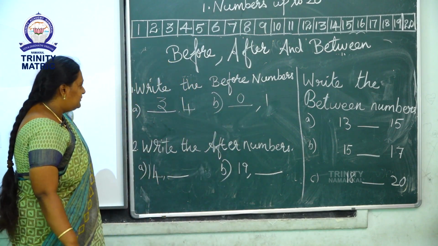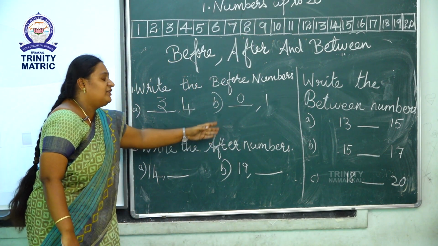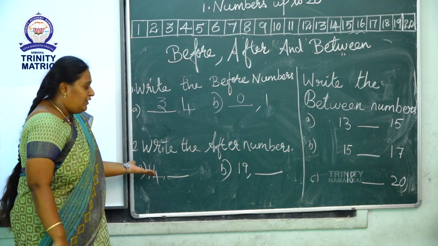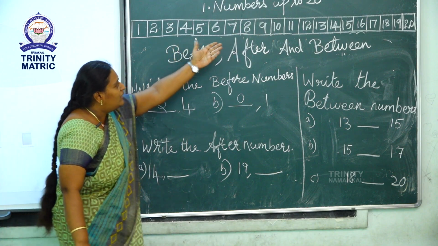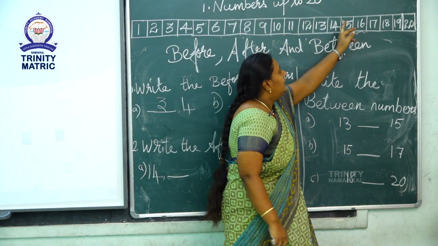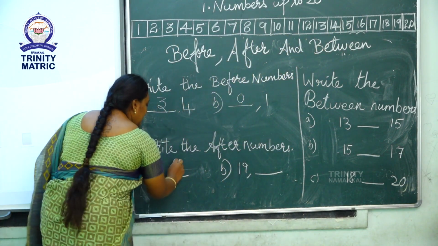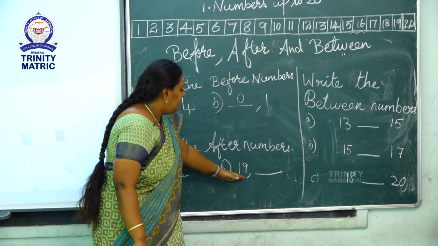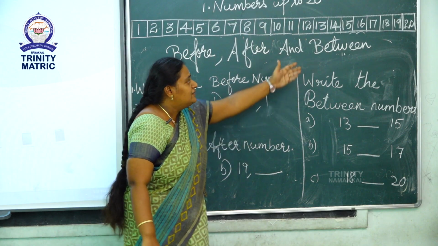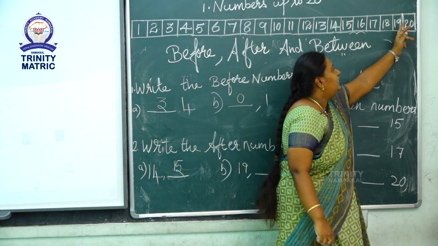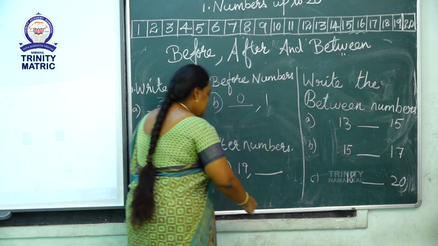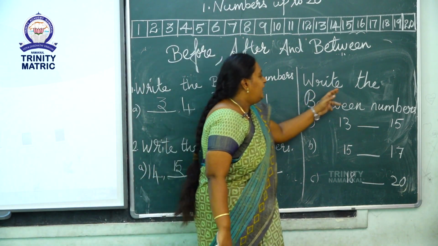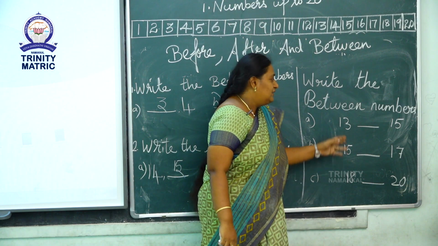Okay. Next, write the after numbers. You are well known in writing the after numbers. I know. So 14 after. What is the number after 14? Yes, 15. You write 15 here. Next, what is the number after 19? See the number line. So after 19 you have 20, isn't it? So write 20 here.